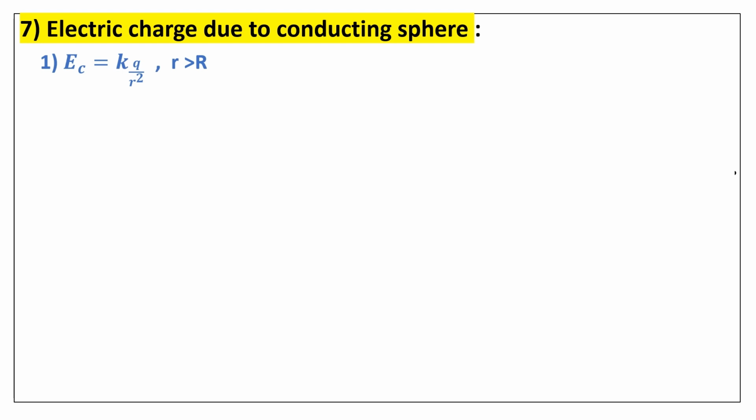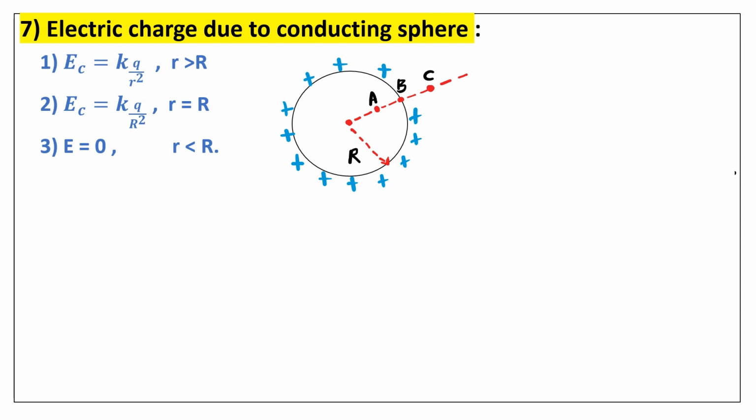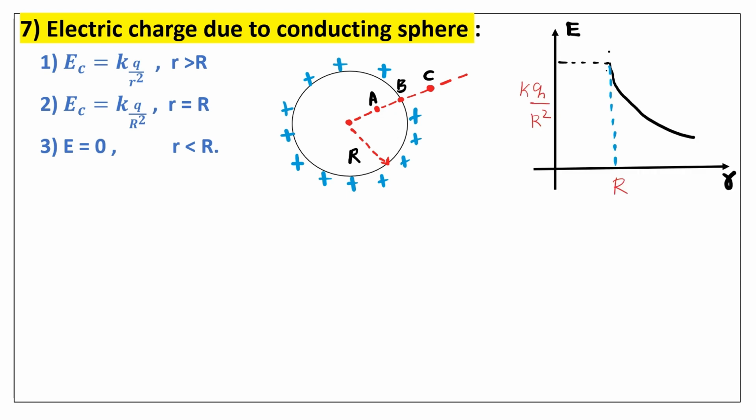7. Electric field due to conducting sphere. 1. E is equal to K Q by R square, if R greater than capital R. 2. E is equal to K Q by R square, if R is equal to capital R. 3. E is equal to 0, if R lesser than capital R.